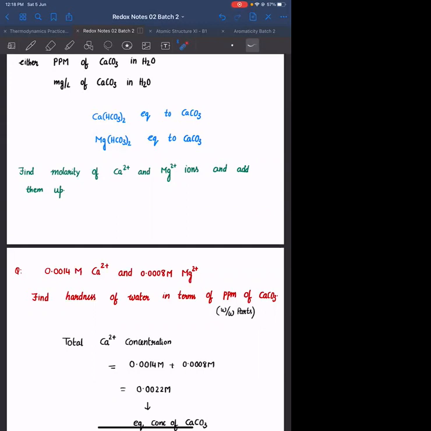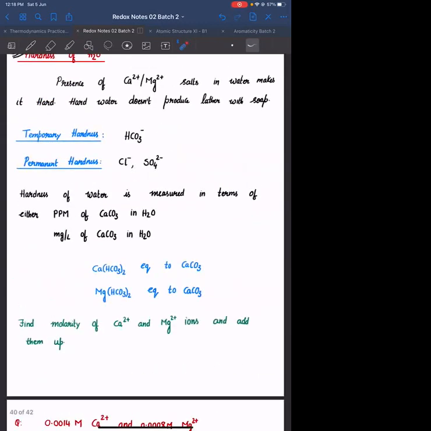Add all the molarities, because irrespective of the ion present, they will always be equal to the same molar concentration of CaCO3, because the Z factor of all of these is the same. Here Ca2+ is a positive ion, here also Ca2+, Mg2+ is +2, and here also +2. Agreed? Yes, sir. You need to simply add all those things. Once you get the molarity of CaCO3, take 1 liter solution and calculate the ppm.